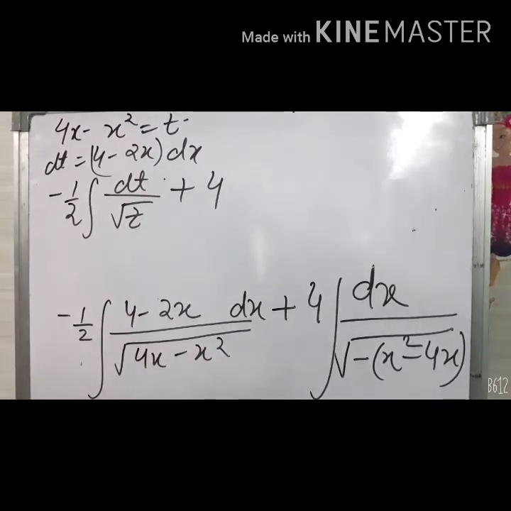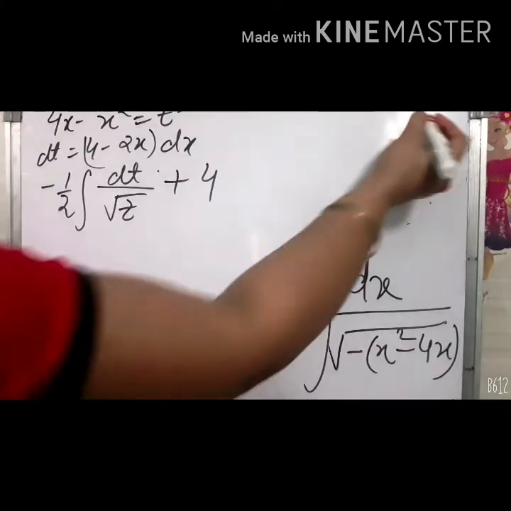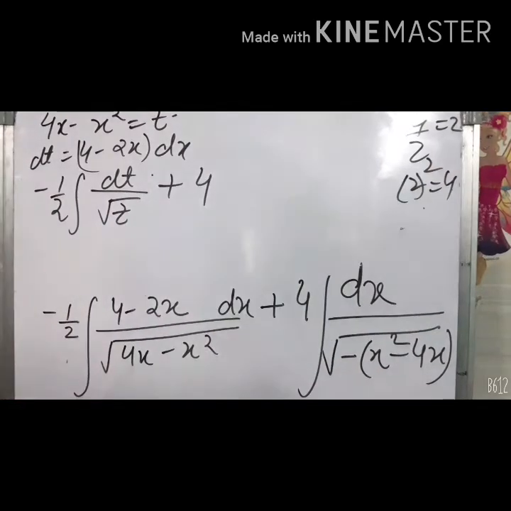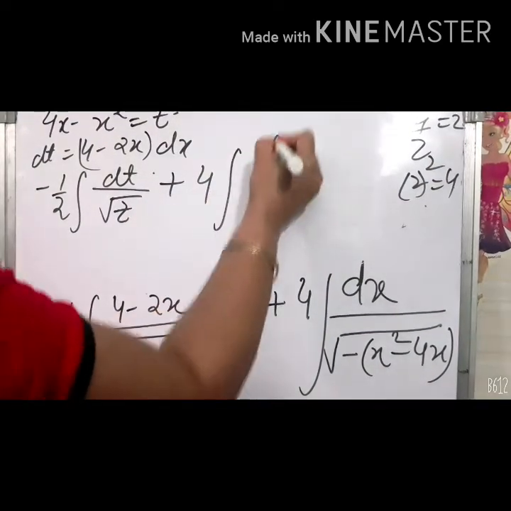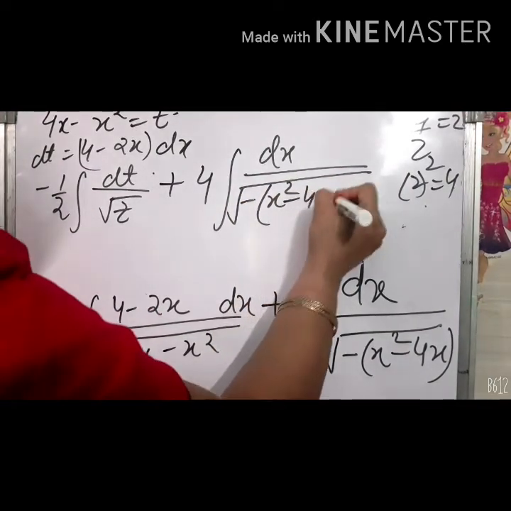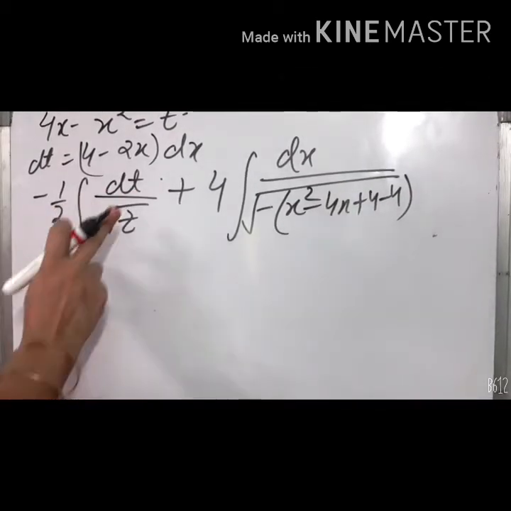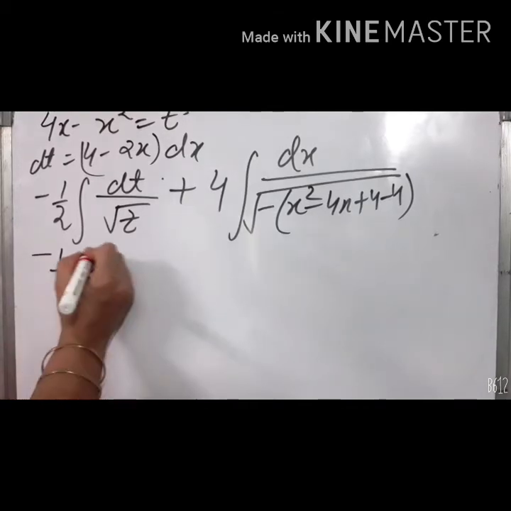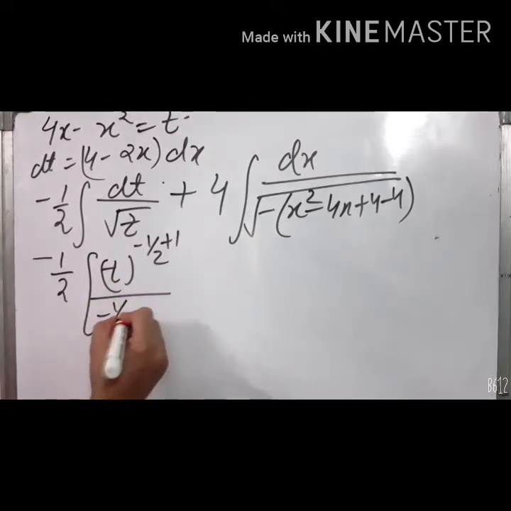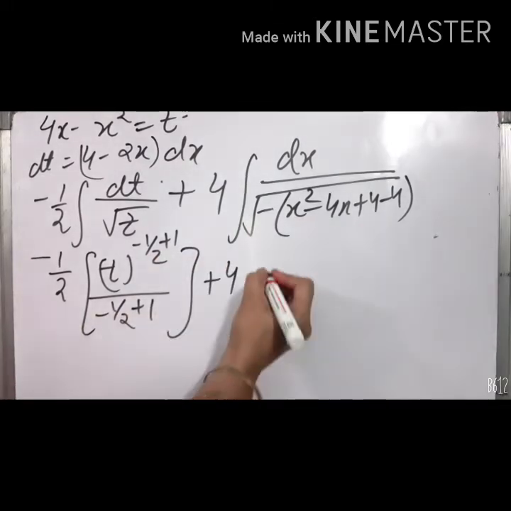Here we will use the normal method, completing the square method. The coefficient of x is 4, half of 4 is 2, and the square of 2 is 4. That means you add and subtract 4 to this integral. It becomes dx by under root of minus of (x square minus 4x plus 4 minus 4) like this. Now the first integral is minus half of dt by root t. Integration is easy. t to the power minus half plus 1 by minus half plus 1. Perfect. Plus 4. Here again you will open the bracket.